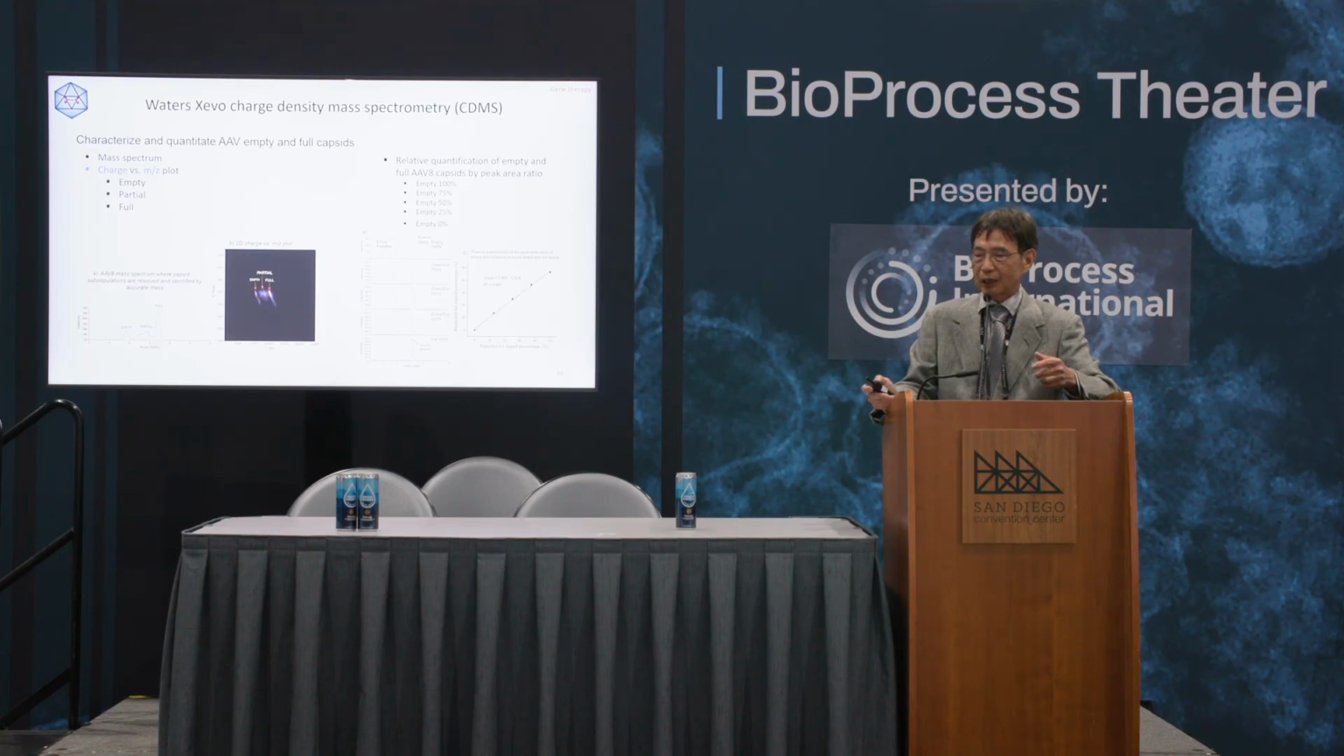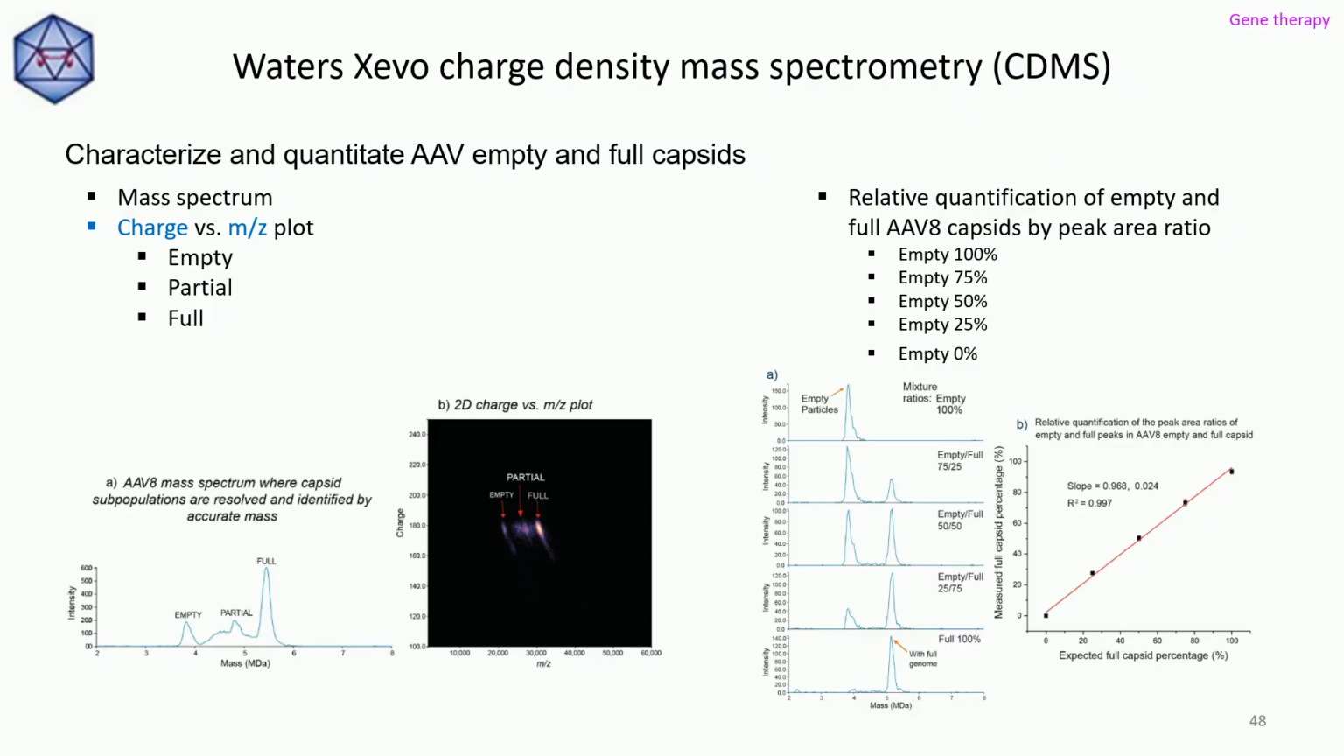On the right side, they have the empty 100%, empty 0%, with five different calibration curves using their instrument. They can do the linearity and get R square. It's quite good. So I think this is a trend in terms of AAV to analyze the empty versus full or partial ratio more convincingly and accurately instead of using AUC.